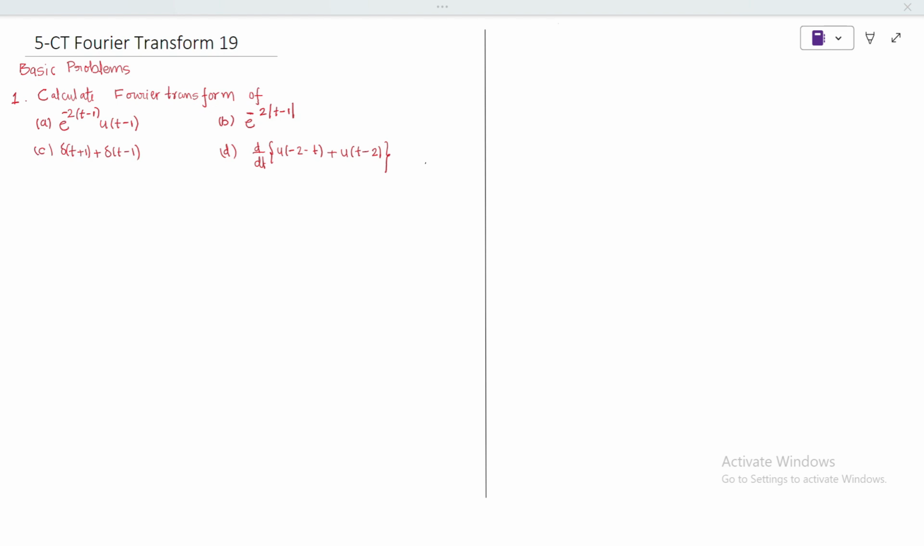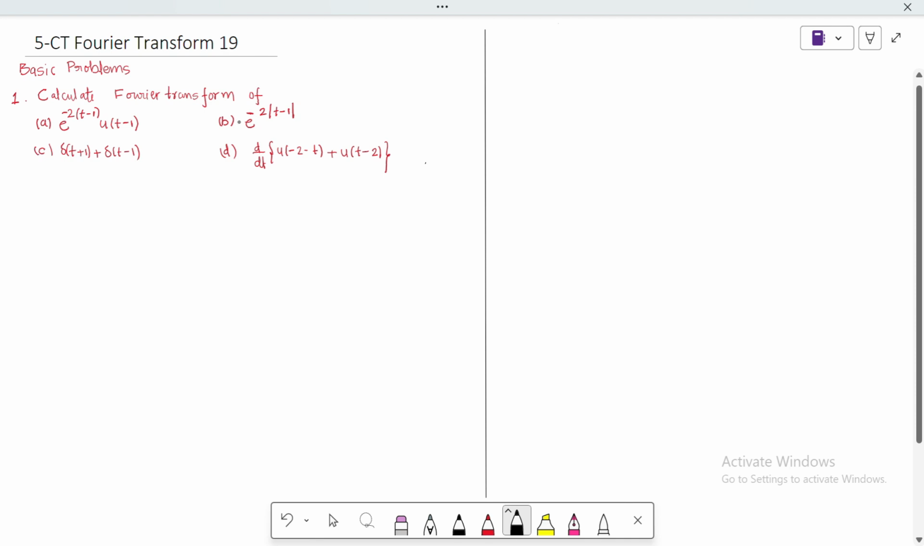In these basic problems, calculate the Fourier transform of these signals. The first one is e power minus 2 (t minus 1) into u of t minus 1. So we have to find the Fourier transform.